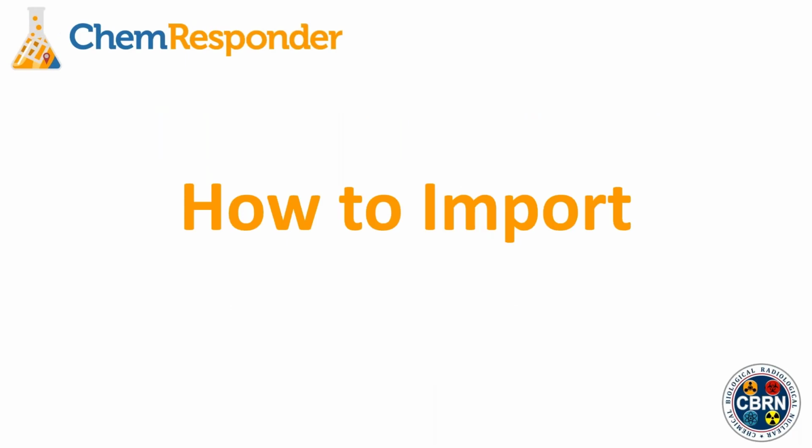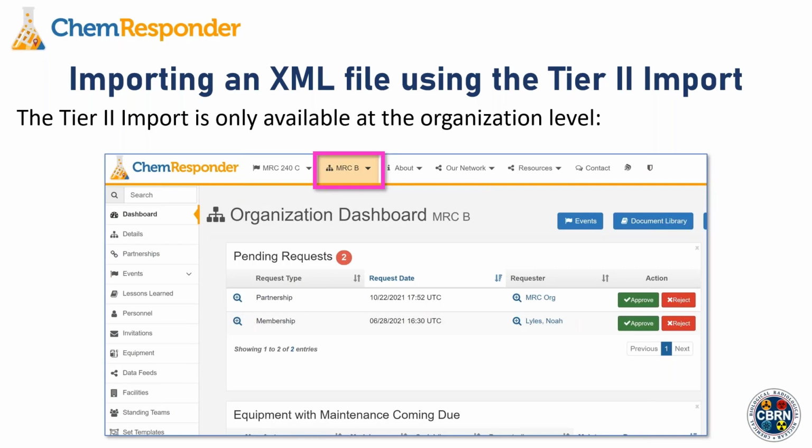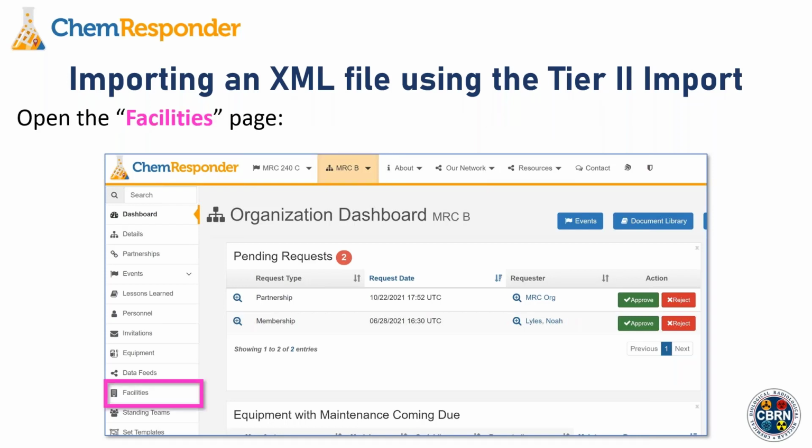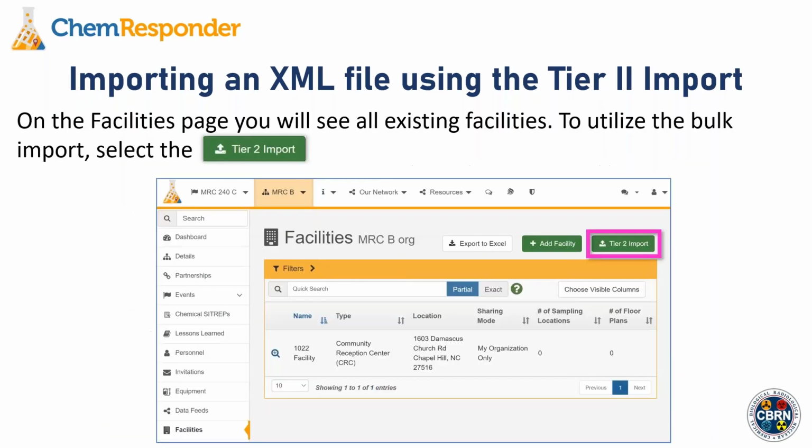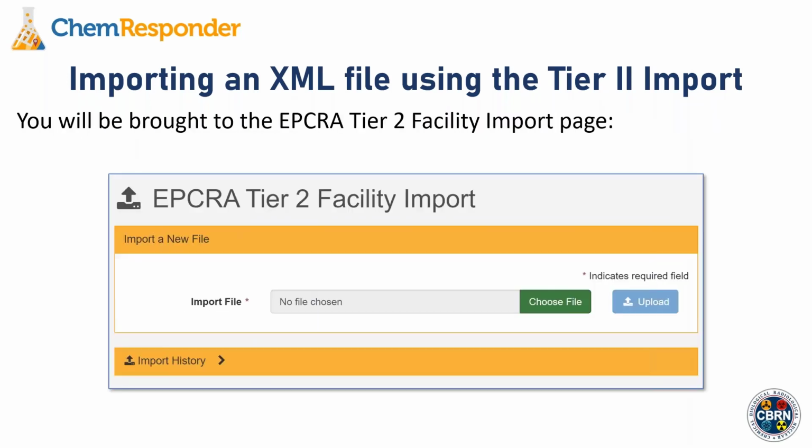So when you do have the file, how would you import it into ChemResponder? As I said, this is only a feature at the organization level. So I'm going to navigate to the organization space and open the facilities page. Once on the facilities page, you will see any existing facilities that you have. To utilize the bulk import, you will select the Tier II import button.